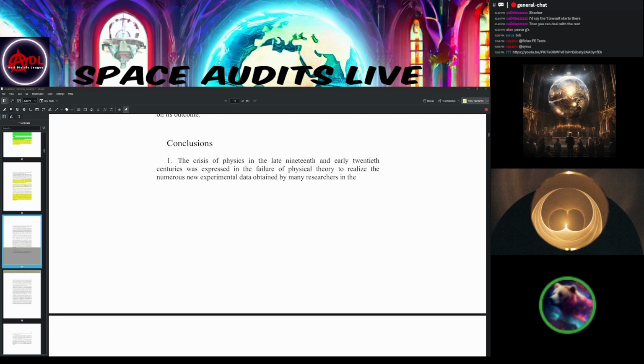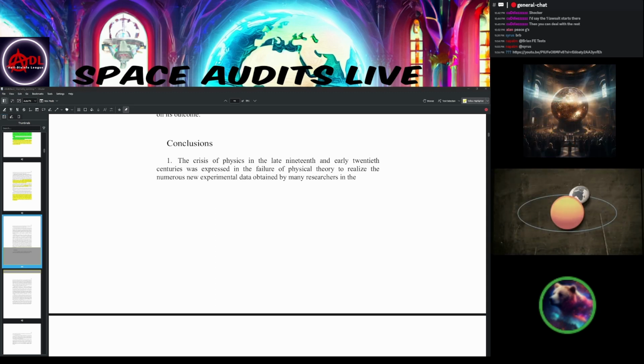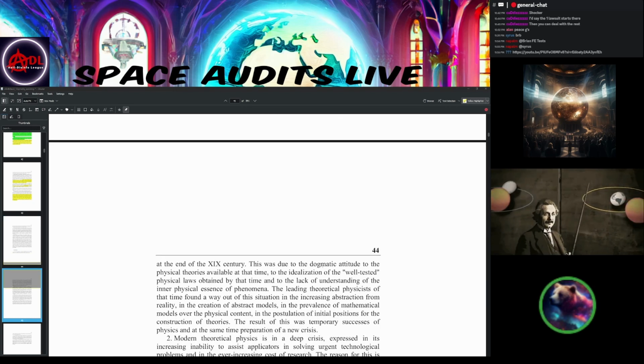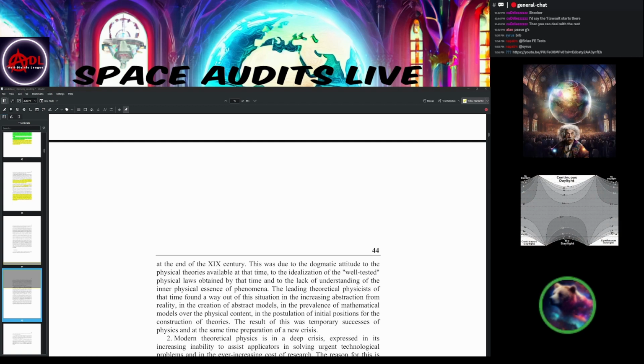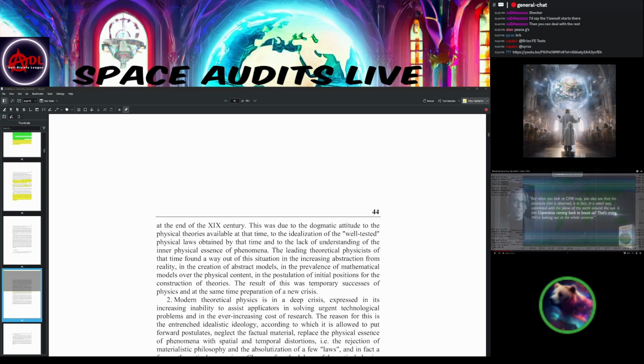Conclusion 1. The crisis of physics in the late 19th and early 20th centuries was expressed in the failure of physical theory to realize the numerous new experimental data obtained by many researchers at the end of the 19th century. This was due to the dogmatic attitude to the theories available at the time and to the idealization of the "well tested" physical laws obtained by time, and the lack of understanding of the inner physical essence of the phenomenon that the laws were describing.